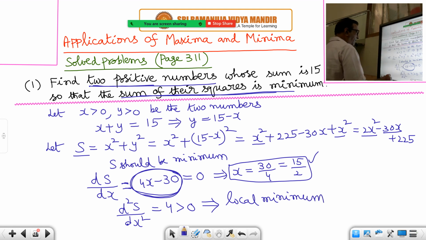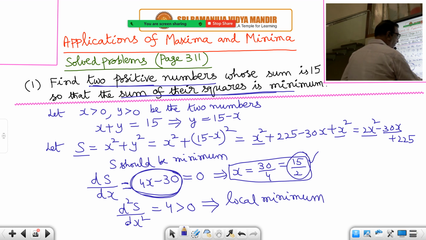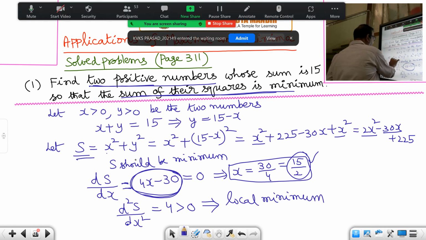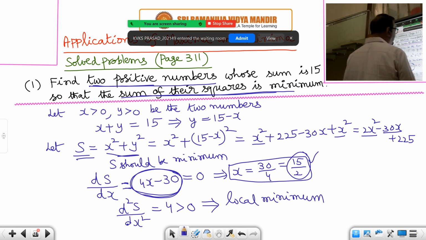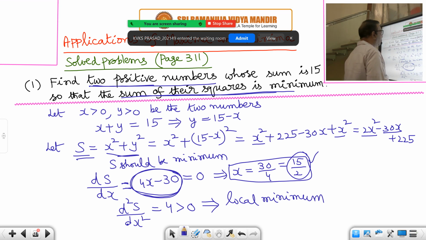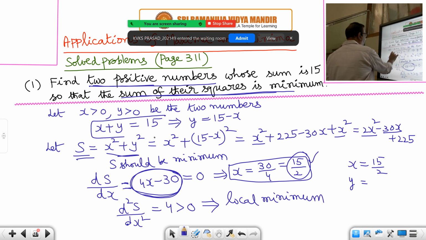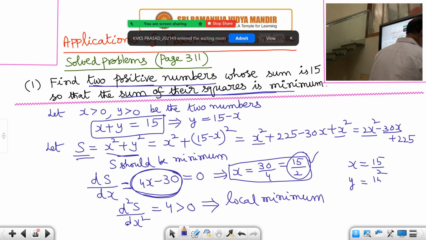So that means at x equal to 15 by 2, because the second derivative is positive, the function s, that is the sum of the squares, has a local minimum value. Okay, that's all. Find the two positive numbers. So x is equal to 15 by 2 we got. And what is the other number? Y? Madhuri? See this equation. X plus y is 15. So x we got 15 by 2. Y also 15 by 2, sir.